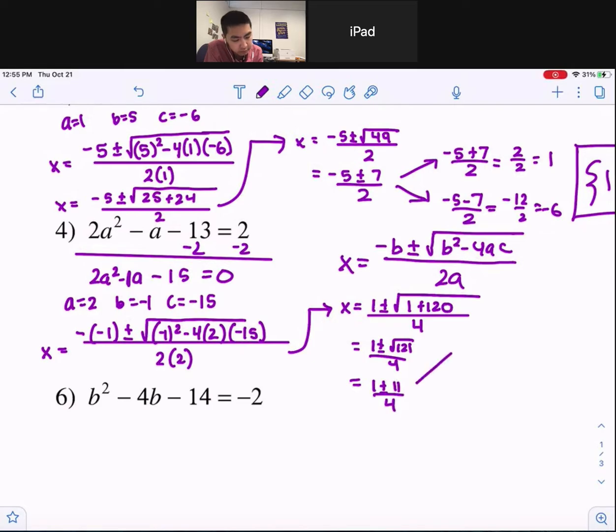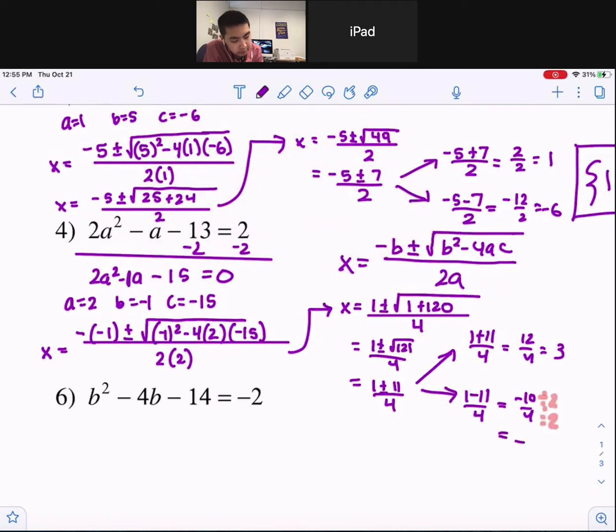And now we have two cases, right? 1 plus 11 all over 4, and 1 minus 11 all over 4. 12 over 4, which is 3. And this is negative 10 over 4. And you can divide top and bottom by 2.